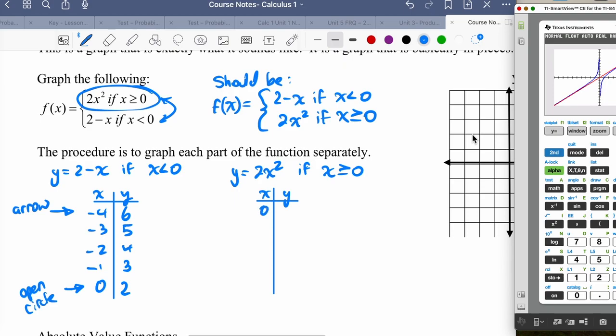So here I'm going to start off at 0, 1, 2. I can go as far as I want. Go as far as you need to go in order to get an idea about the graph.